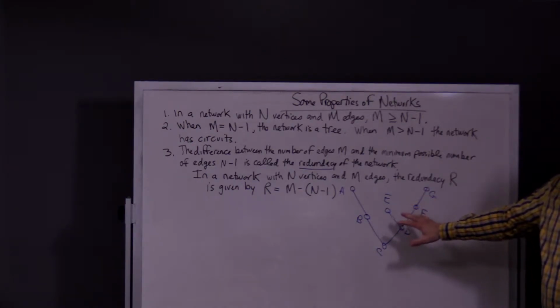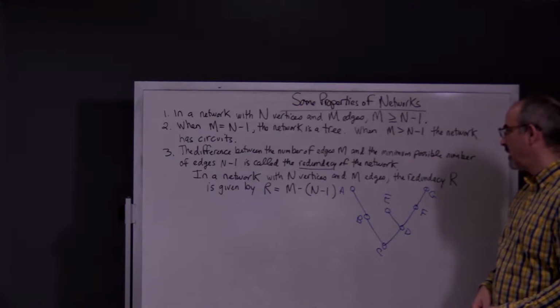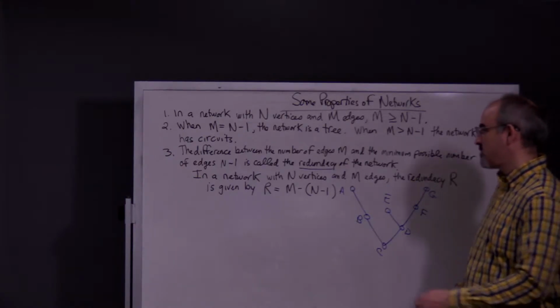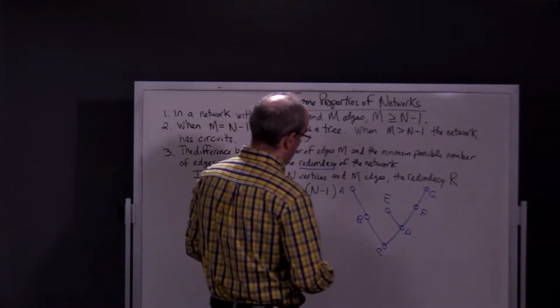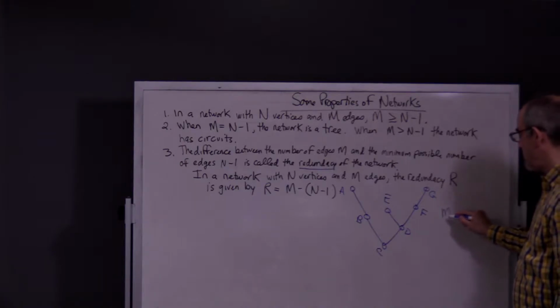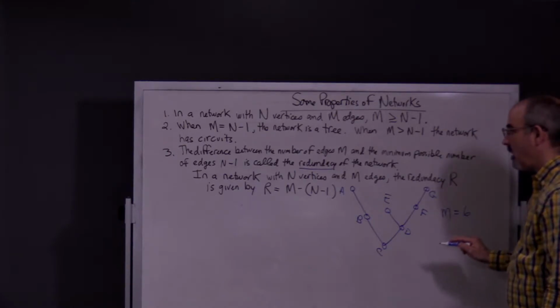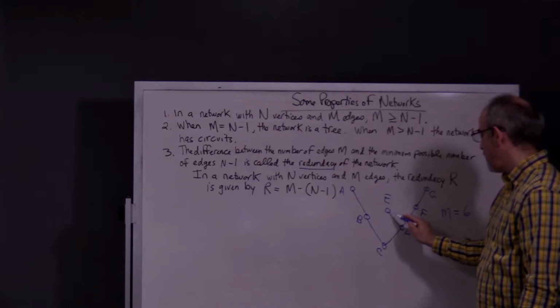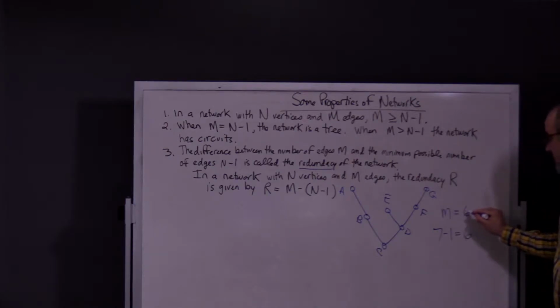So I drew a picture of a tree down here. So let's look at that. So remember, m is edges, and n stands for the vertices. So it says when the number of edges equals the number of vertices minus 1, the network is a tree. So here in this diagram, m is the number of edges. So there's 1, 2, 3, 4, 5, 6. And then there's 1, 2, 3, 4, 5, 6, 7 vertices. So notice that m equals n, which was 7, minus 1. So these two things are equal. That means it's a tree.